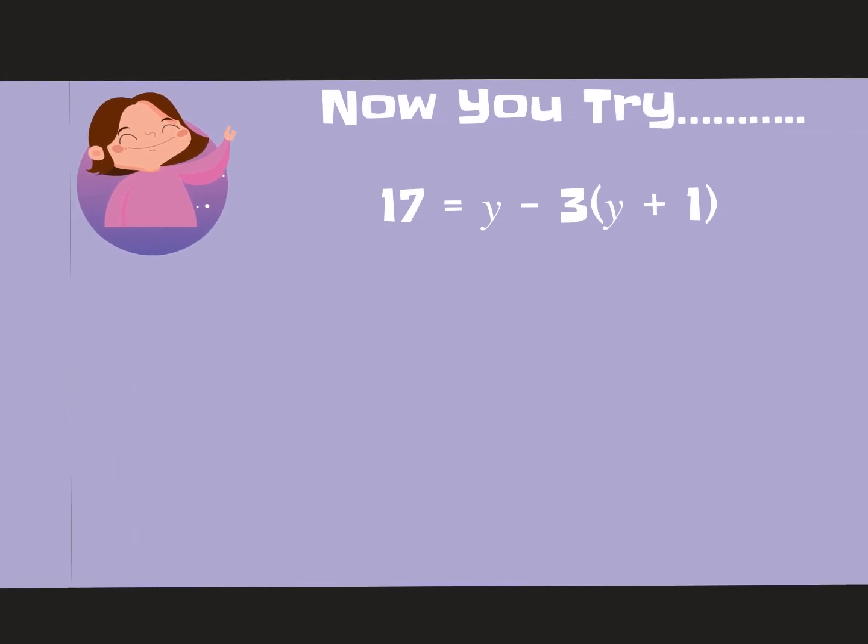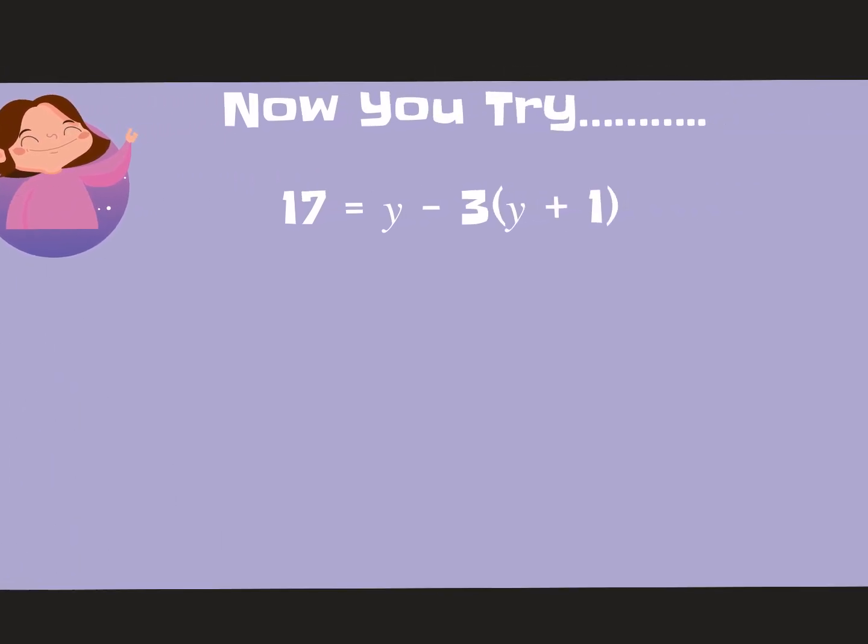Now it is your turn to try. Remember, we are using the distributive property, combining like terms, and then solving our simple two-step equation. Now let's check your work.